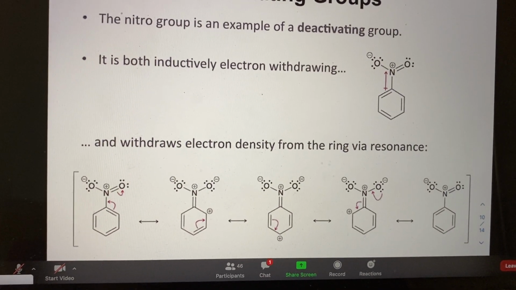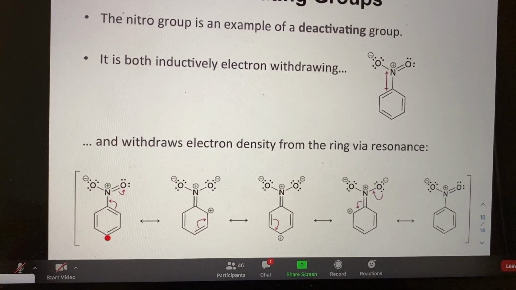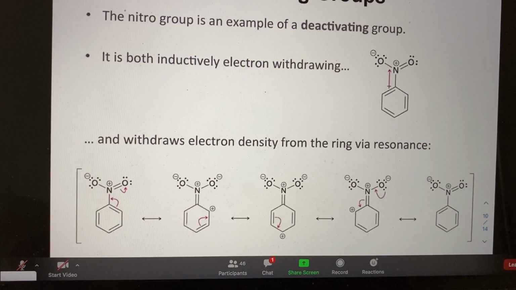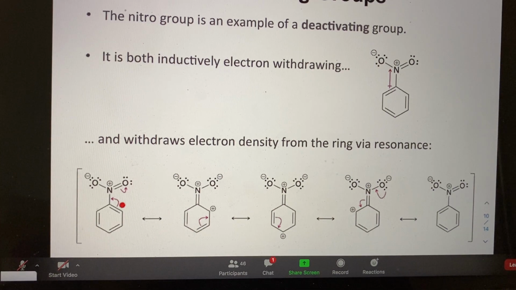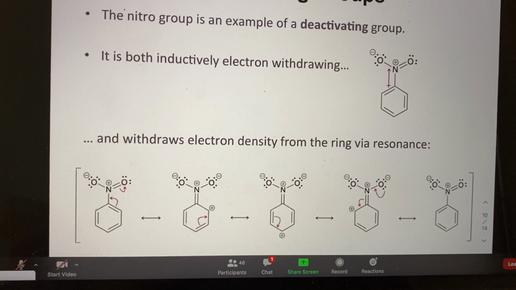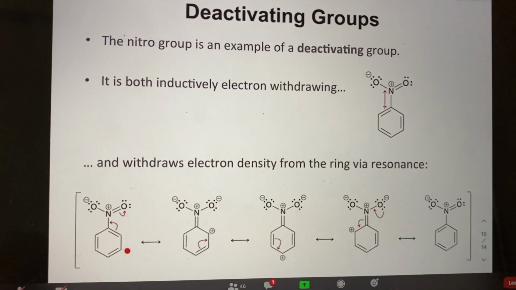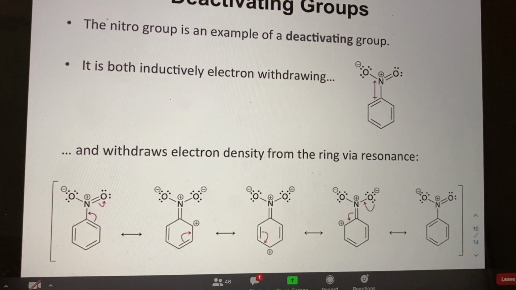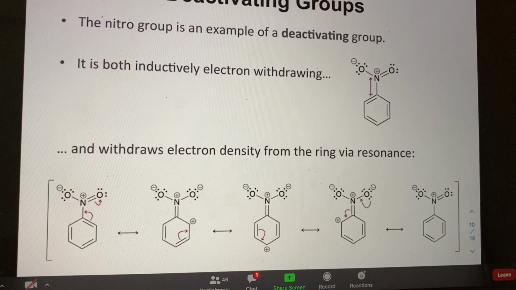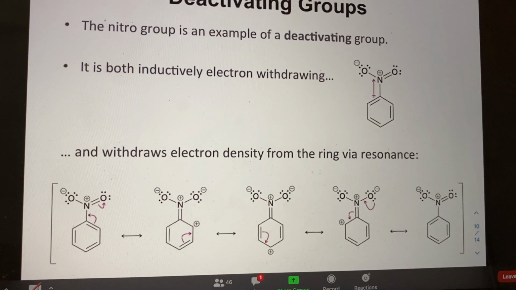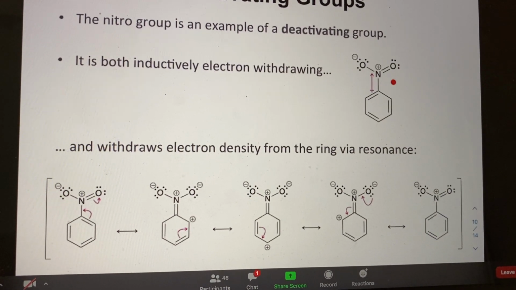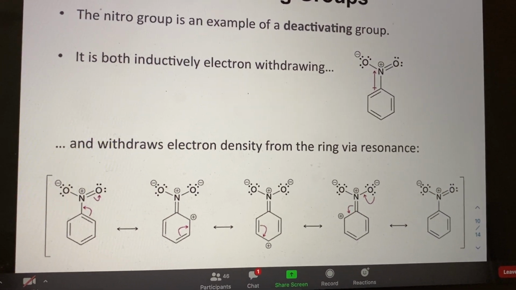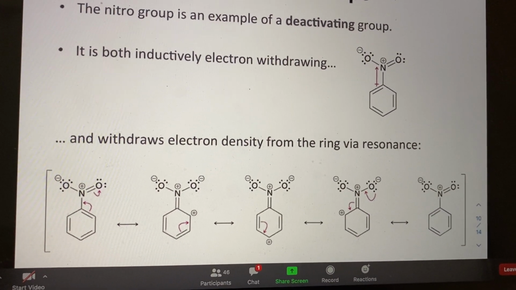So the nitro group is withdrawing electron density through induction and resonance. This is bad news if you want to use the benzene ring as a nucleophile. You want it to be electron rich. Instead, the nitro group is pulling a lot of electron density away from the ring. So it still can act as a nucleophile, it still does have electrons, but it's far less reactive than benzene alone. So this is an example of a deactivating group, and it's actually a strong deactivating group. And we'll define strong and weak here soon.